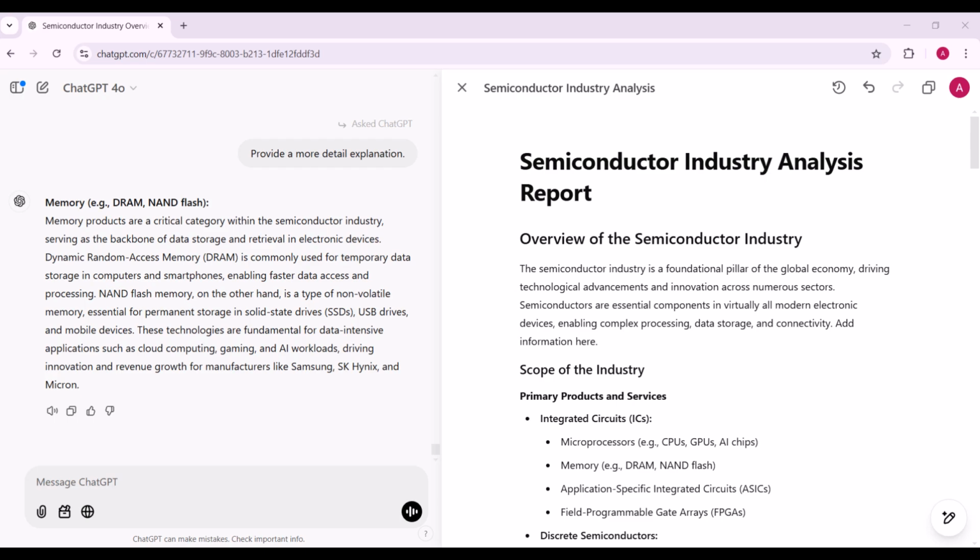But ultimately, this was a fairly comprehensive analysis that we were able to do in really just a matter of minutes. And it serves as a great starting point to developing a solid understanding of this industry or any other industry that you want to analyze in the future.